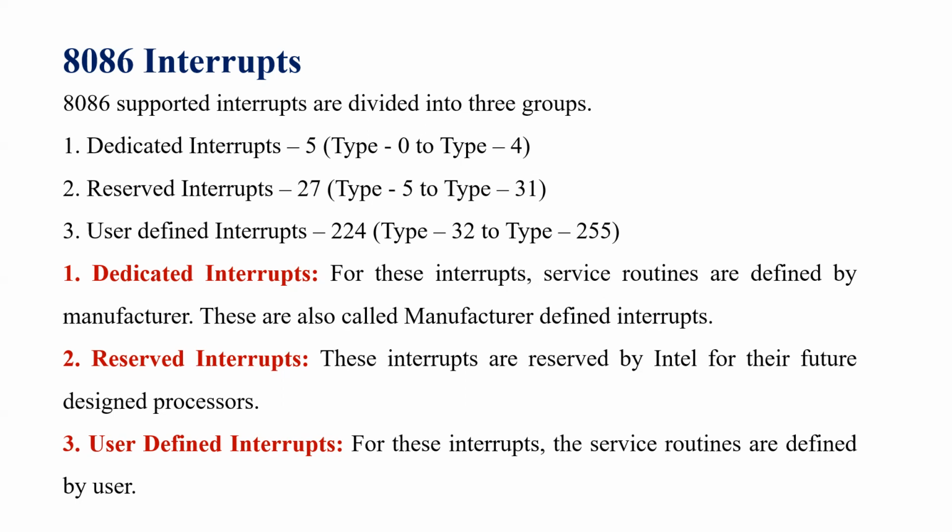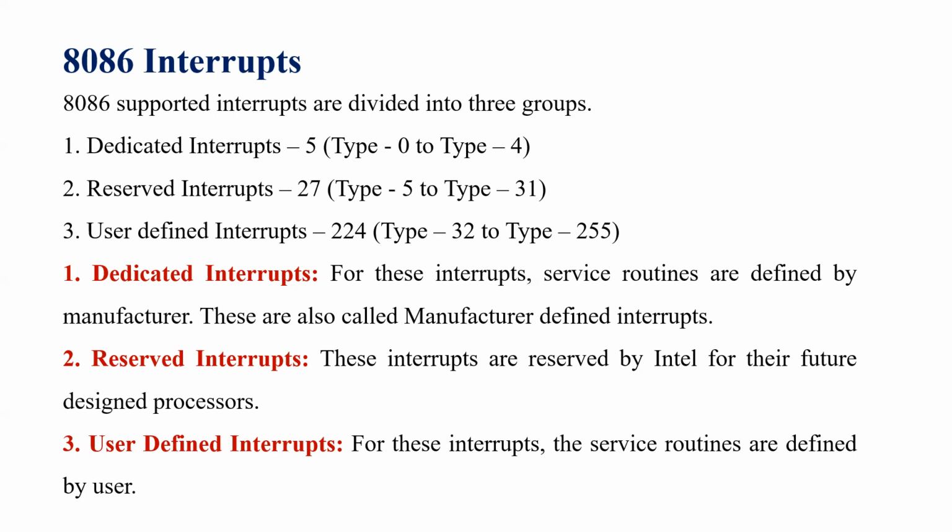The second one is reserved interrupts. These interrupts are reserved by Intel for their future designed processors. In future designed processors, you may identify some more dedicated interrupts. For those interrupts also, service routines may be written by the manufacturer. Because of that reason, Intel reserved 27 interrupts in the 8086 for future designed processors in the same 16-bit processor category.